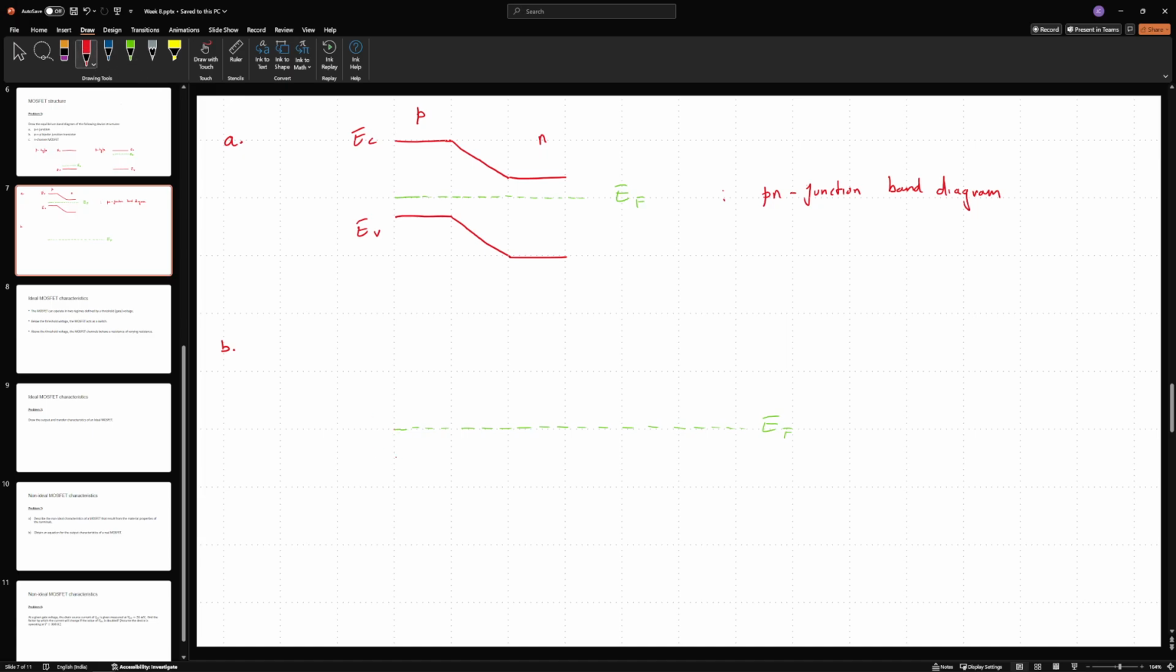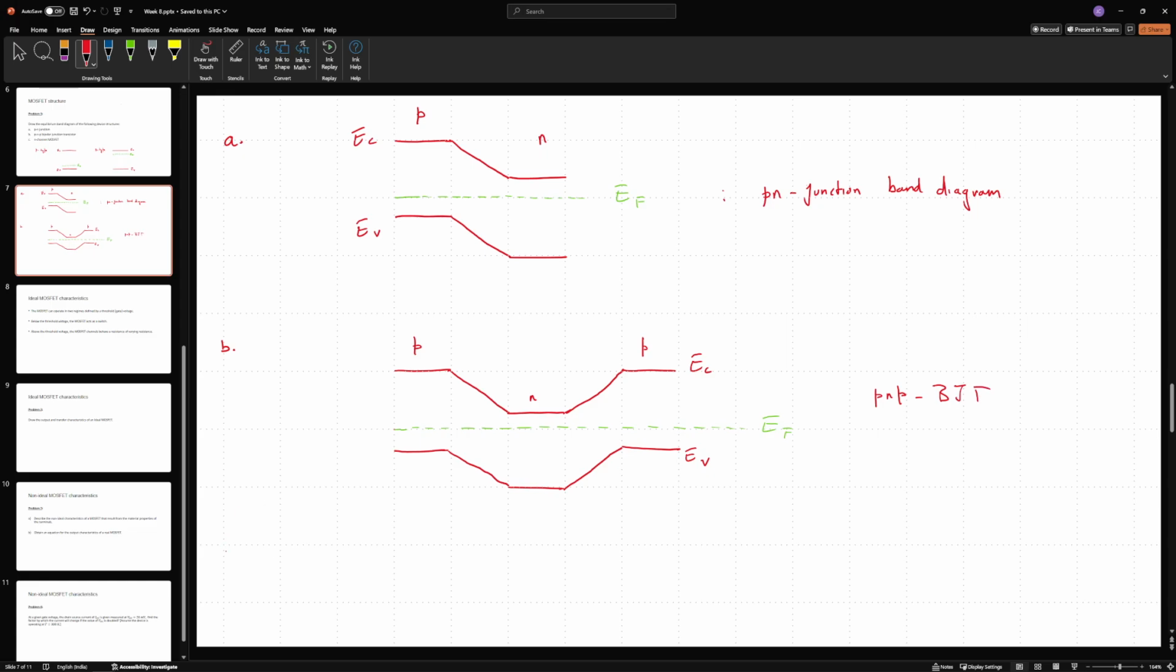So we are going to have the valence band over here, the conduction band over here, and the valence band over here again. EC and EV, and this is P N P. So this is a bipolar junction transistor. So this is a PNP BJT.